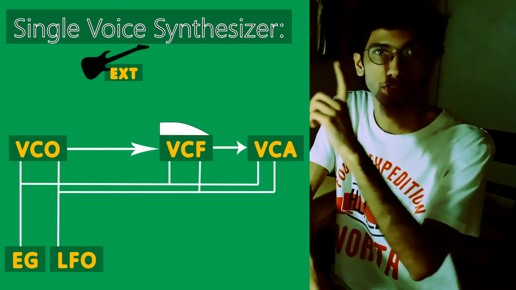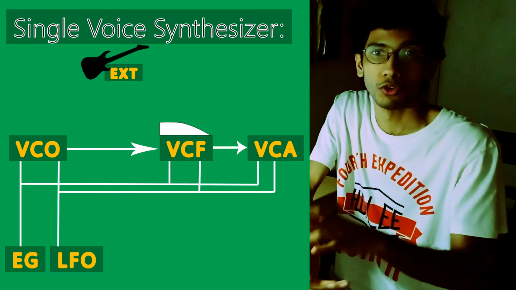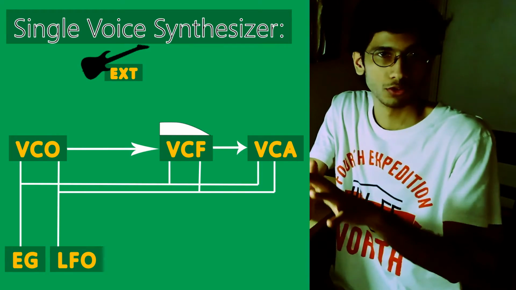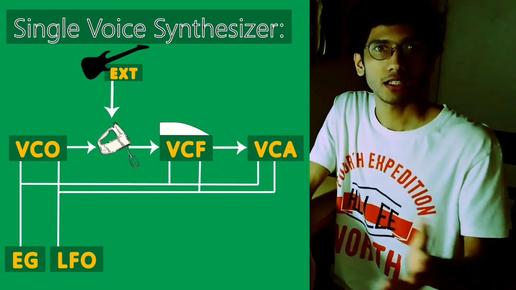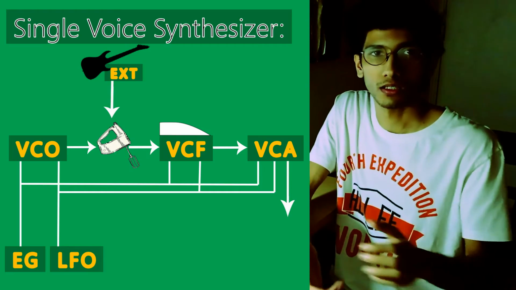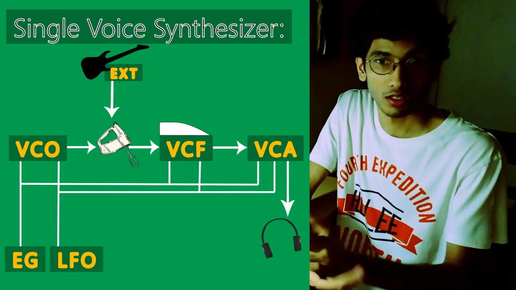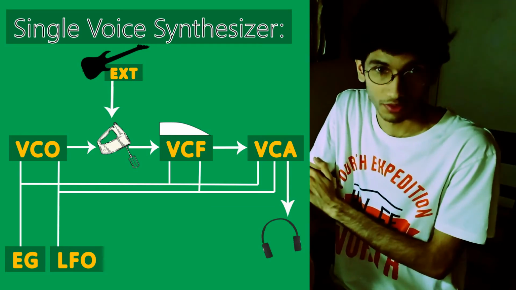Since we are using both the external input and the voltage control oscillator, we need to mix these two. So, before both these signals go into a voltage control filter, I'm going to add a mixer. And finally, I'd like to add a line level output so that I can either add a pair of headphones to listen to the sound being generated, or maybe send it to my laptop to record the sound.